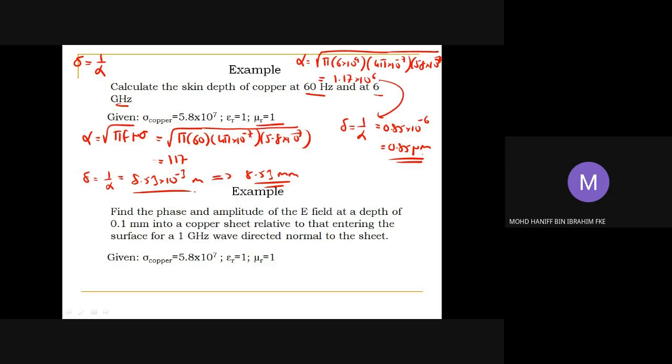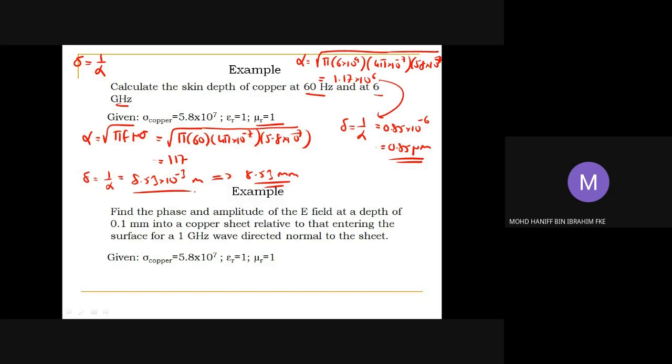So from here, as I mentioned before, if you want to design your device or your system, such as you want to prohibit any penetration of wave, that's how you can play around with the value of alpha of your medium. Okay, right. So I think we have done with this example.